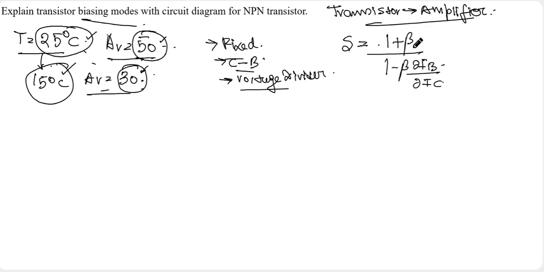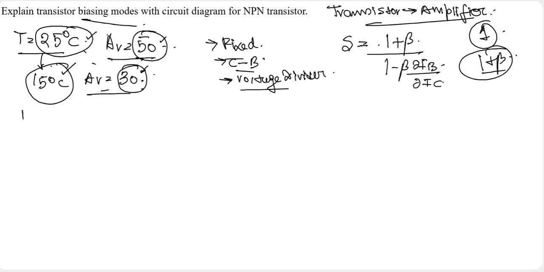Now, the stability factor will have a minimum value of 1 and a maximum value of 1 plus beta. So if the stability factor is at its minimum value, which is 1, the stability will be maximum. So that amplifier will be much more stable than all the remaining biasing amplifiers. And if the stability factor is maximum, then the amplifier will be least stable. So this is one of the principles that we will be using.